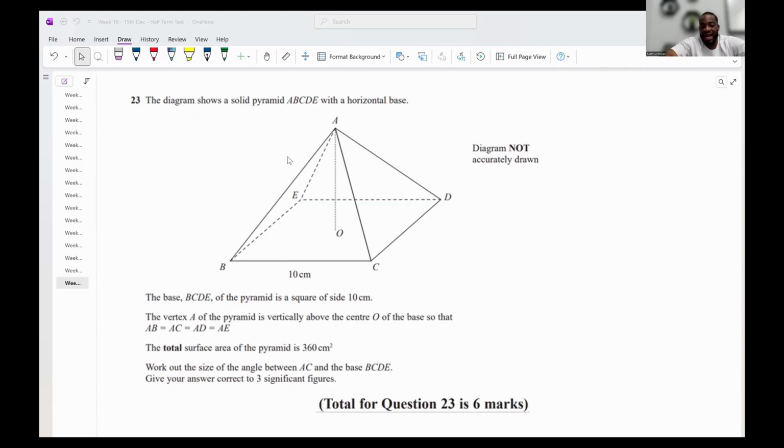Work out the size of the angle between AC and the base BCDE. Give your answer correct to three significant figures.